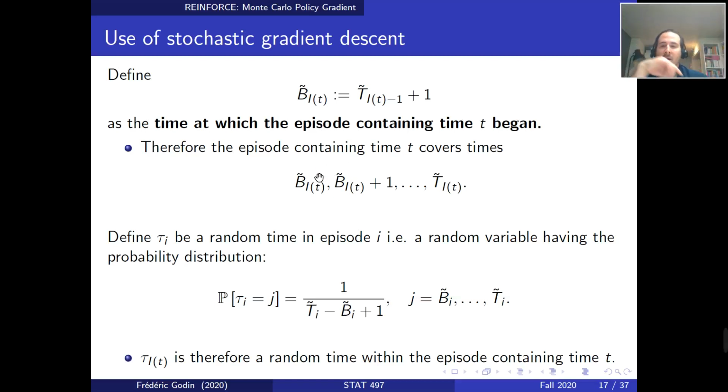So here we can define tau I being a random time in episode I, which has the following probability distribution. Okay, so the probability that tau I is equal to j is 1 over the number of time steps within an episode, the time at which it ends minus the time at which it begins plus 1, for any j between b tilde I and t tilde I. Okay, so basically this tau I is a random time within all time points of episode I. Okay, so here tau I_t is simply a random time across the current episode in which time t is. Okay, so if we're at time t, then the episode in which time t is spans a given set of times, and tau I_t just takes a random time among all these times for the current episode in which time t falls.